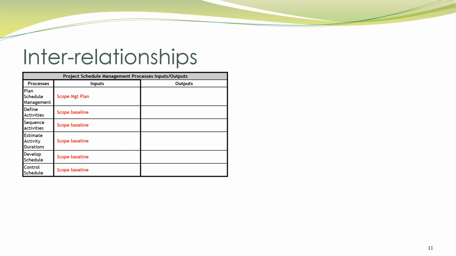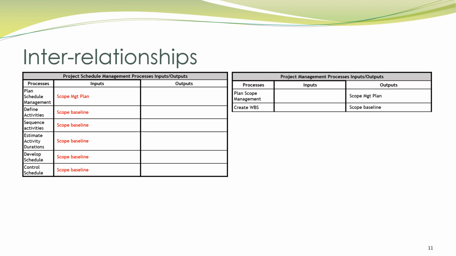Okay, now let's look at schedule and scope. The scope management plan is an input into the schedule management plan. This makes sense because the scope is what the schedule is needed for. Once the plan is set, then the scope baseline is an input into all schedule processes, again, for the same reason. Now, just a reminder, the scope management plan is an output of the plan scope management process, and the scope baseline is an output of the Create WBS process. Please remember this.